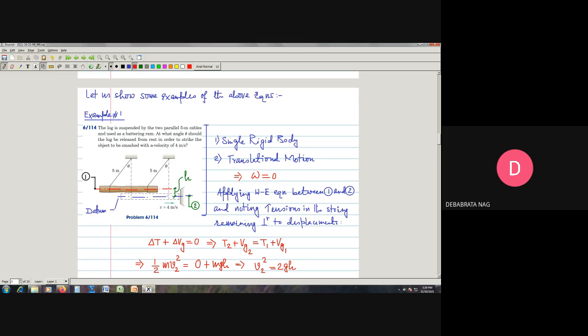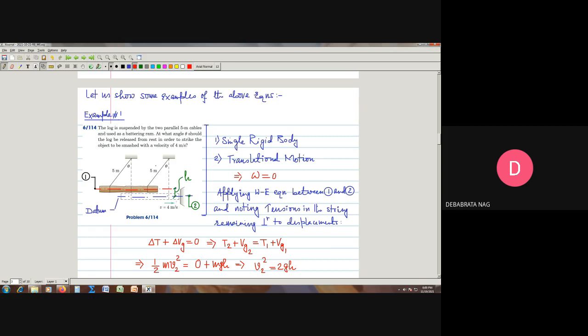So at what angle theta should the log be released from the condition of rest in order to strike the object to be smashed? So this is the object to be smashed, because we are using it as a battering ram whose duty is to smash certain objects. This ram is going to come and hit that object for smashing. So we need to find out the angle which will ensure that this battering ram strikes the object with a desired velocity of 4 meters per second. So we need to find out this angle theta from where this log needs to be released so that it comes and hits it with this velocity.